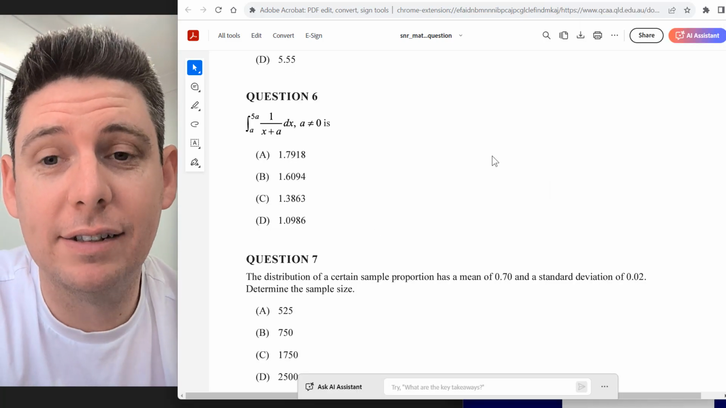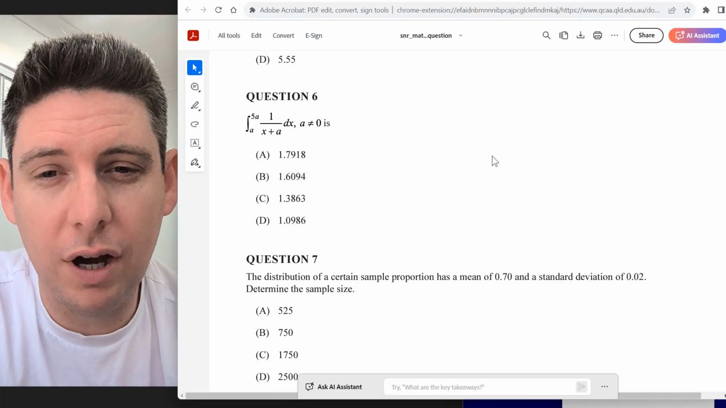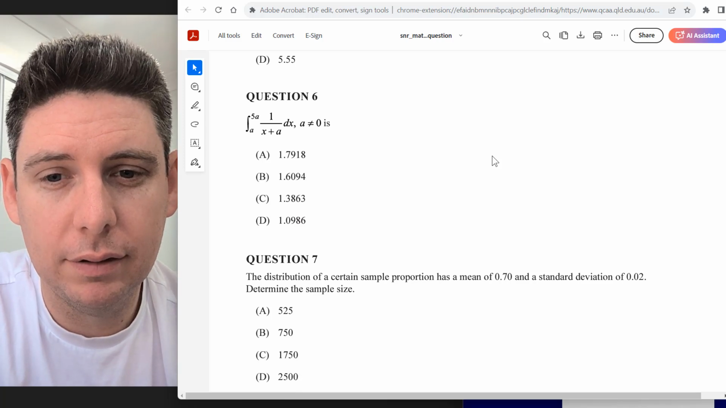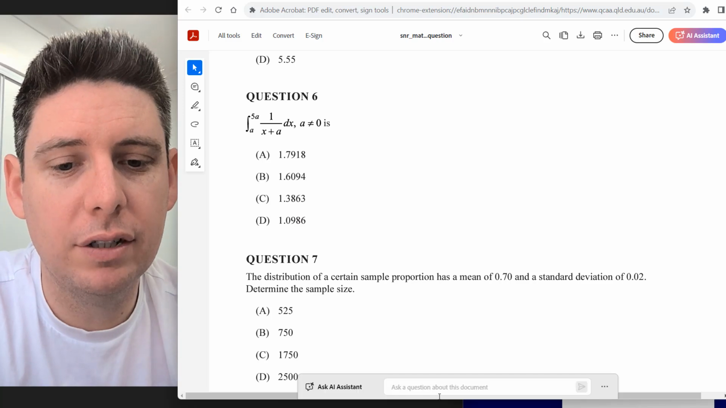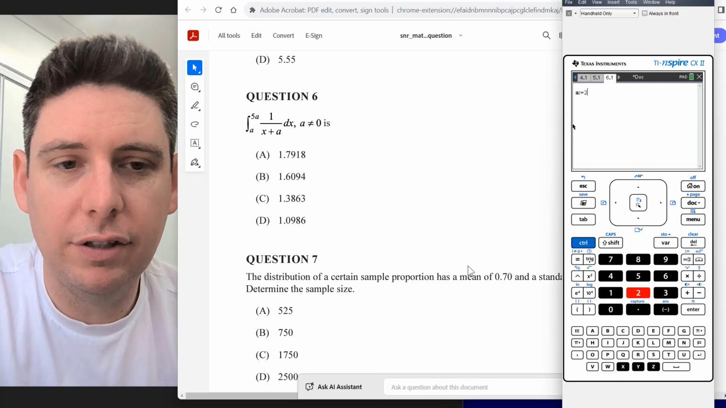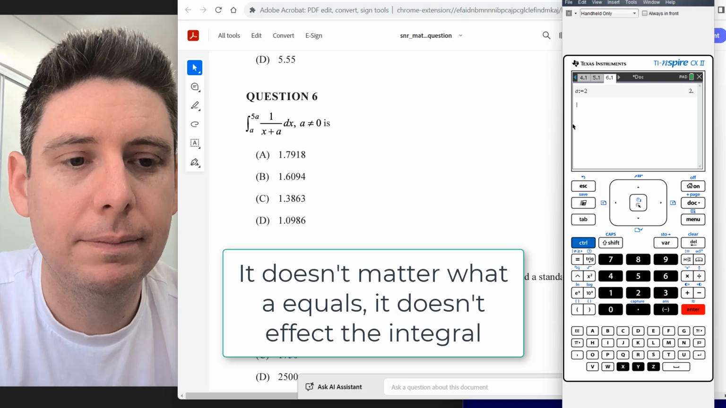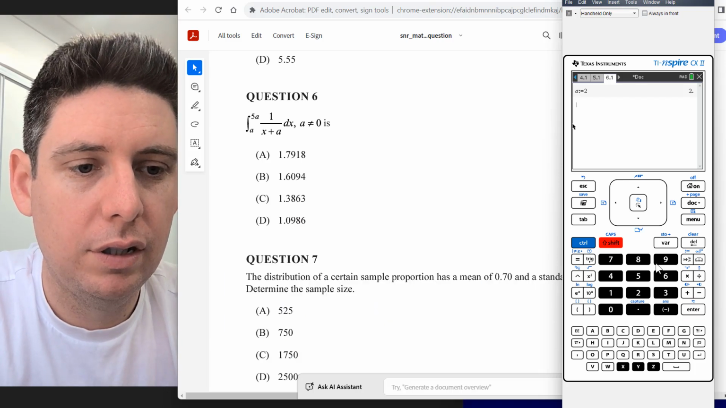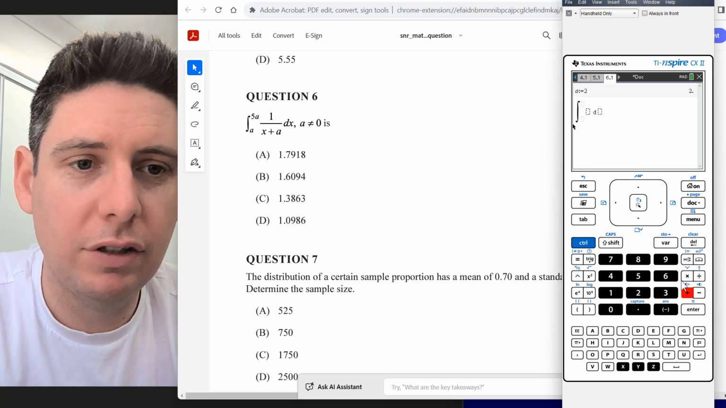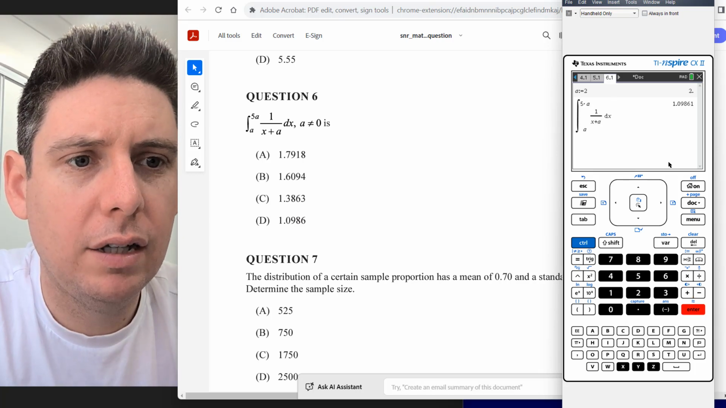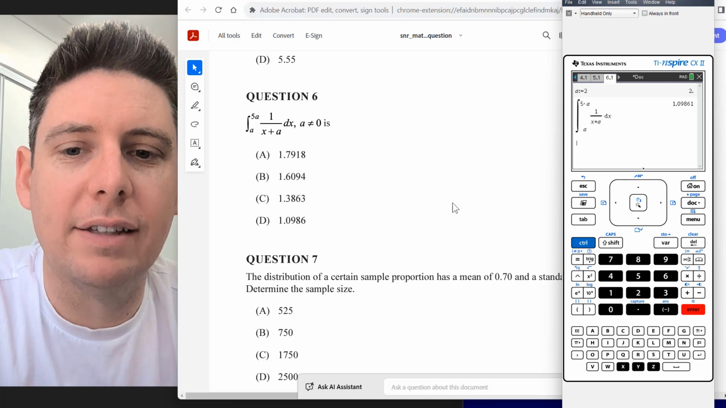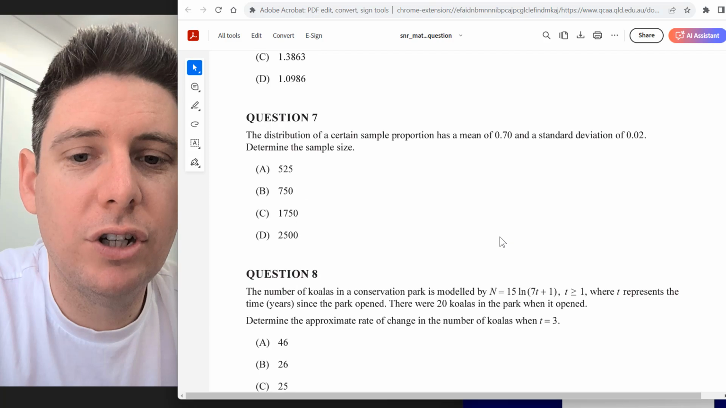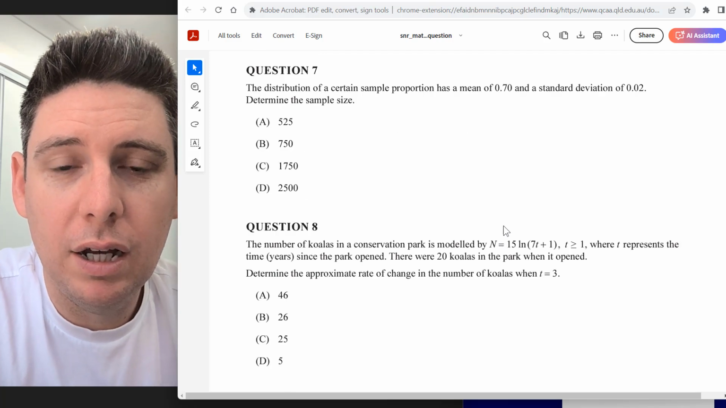Okay, question 6. It's asking us to find the integral, but we don't know what a is. So I think if we just guess an a value, so let's make a equals 2, and then do shift plus and type in the integral and press enter, we get the answer. 6D is the answer.